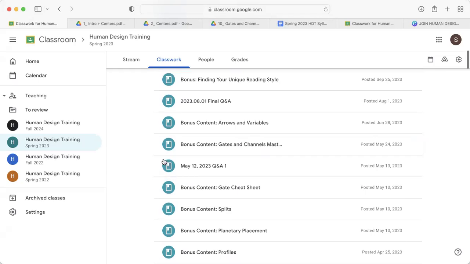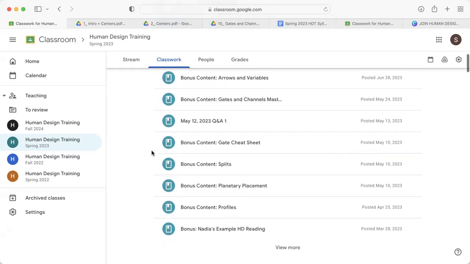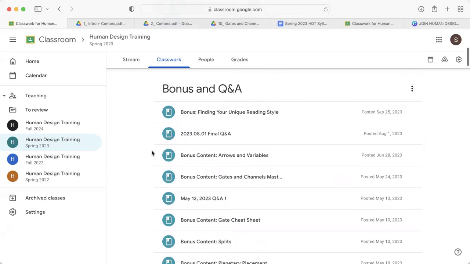We talk about just extra content with gates and channels. We have cheat sheets and other ways to support learning. We talk about splits, planetary placements. We do extra profiles. We do example human design readings, finding your own unique reading style, reading and integrity.